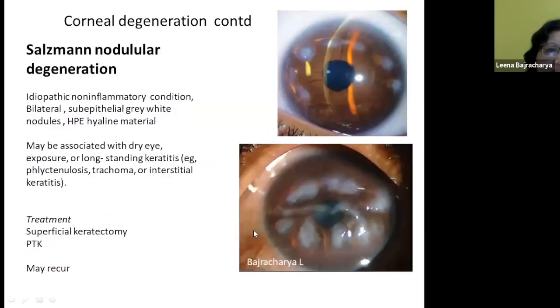This table shows the causes of band keratopathy, systemic as well as ocular conditions, which again I want you to go through. Salzmann nodular degeneration is also a common condition in which we can see a gray-white nodular lesion on the surface, which is hyaline deposition. It can be primary or secondary. Secondary may be because of long-standing keratitis like phlyctenulosis or trachoma, and treatment is superficial keratectomy or PTK. Again, recurrence may be common.